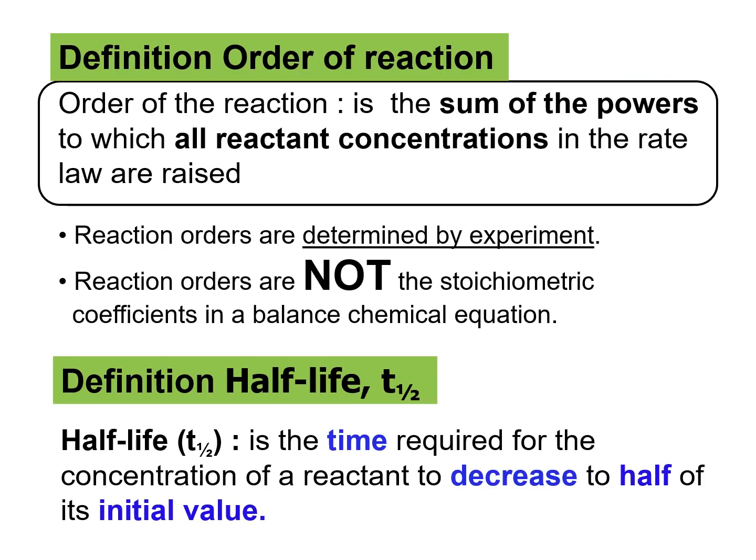As I said before, the rate constant depends on the order of reaction. Order of reaction is the sum of the powers to which all reactant concentrations in the rate law are raised. Reaction orders are determined by experiment. Reaction orders are not the stoichiometric coefficients. Definition of half-life. Half-life is the time required for the concentration of reactant to decrease to half of its initial value.